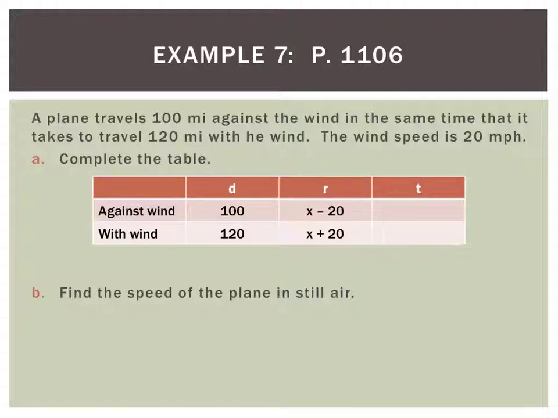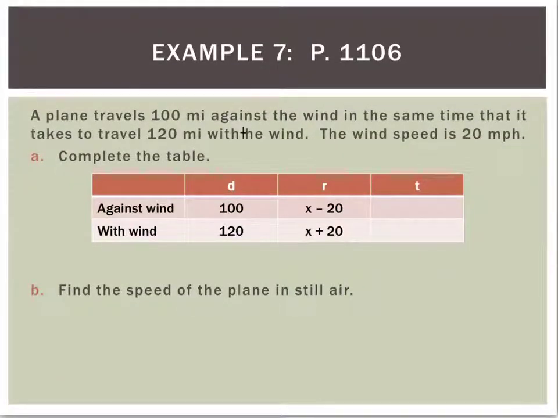So example 7 says a plane travels 100 miles against the wind in the same time that it takes to travel 120 miles with the wind. The wind speed is 20 miles per hour. Complete the table. So the table has the two things that we're comparing. So we're comparing when it goes against the wind and when the plane is traveling with the wind. And then we're going to fill in the information that they give us. So it travels 100 miles against the wind. So that's the distance that it's traveling against the wind. So distance is 100 miles. In the same time, so we need to note that the times are equal.